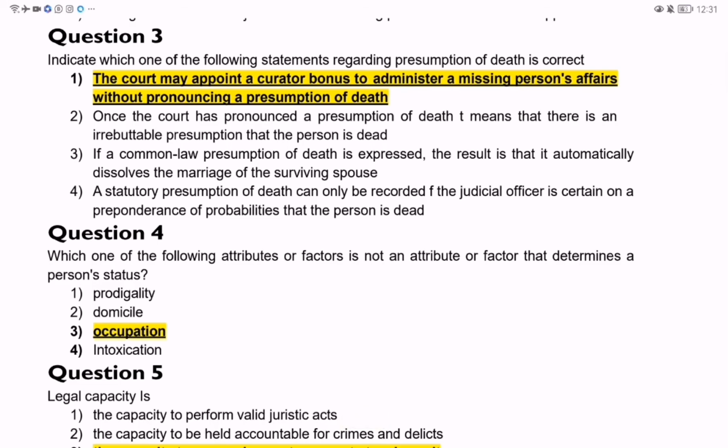Indicate which one of the following statements regarding presumption of death is correct. The court may appoint a curator bonis to administer a missing person's affairs without pronouncing a presumption of death. True. Is that one where they say they can do that, and then the people who are sharing in that estate or, oh no, never mind.